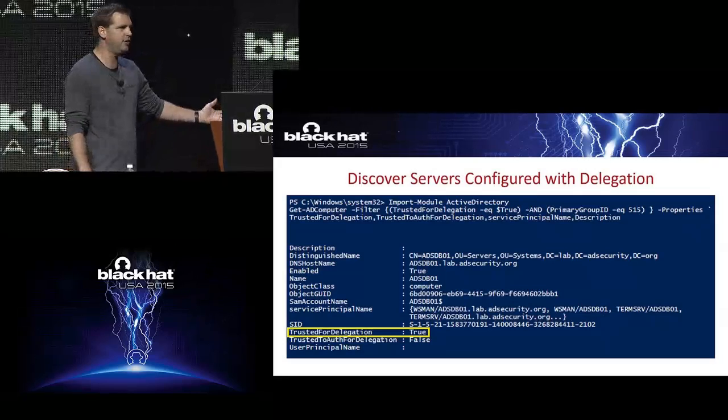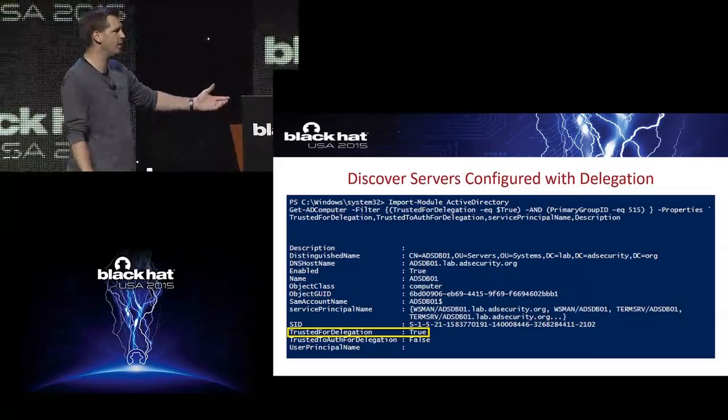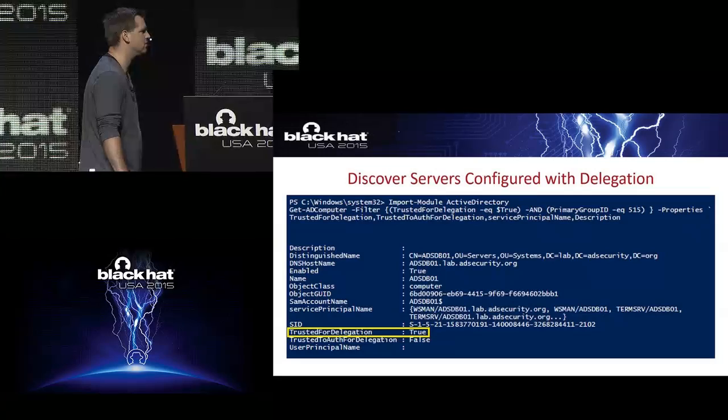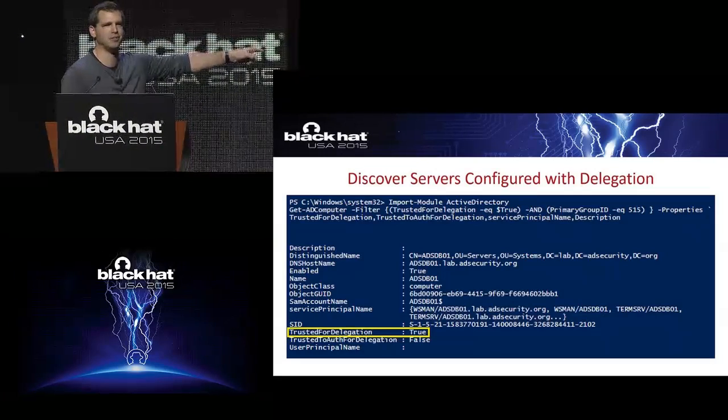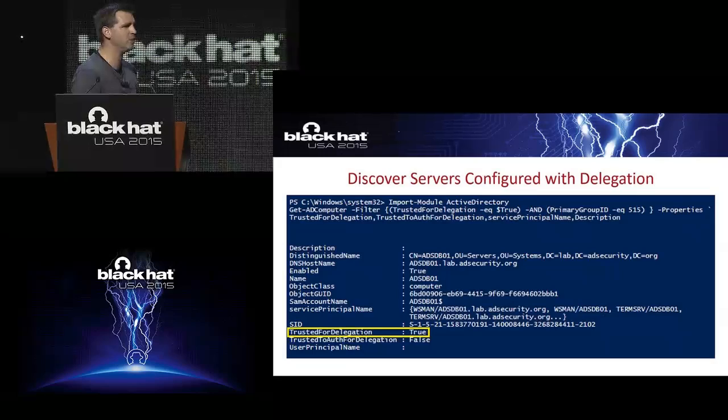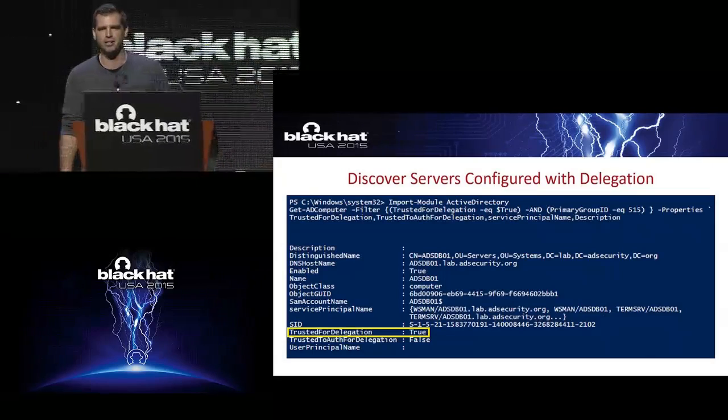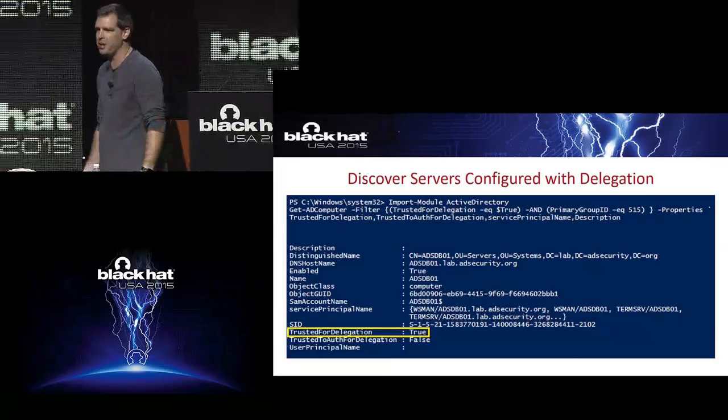You can find these servers or systems or accounts by using PowerShell. That first box that I've highlighted, that's unconstrained delegation. After this talk, if you have any of those in your environment, you know you want to get rid of them. The second box is constrained delegation. That's much better. Why is unconstrained delegation so bad?